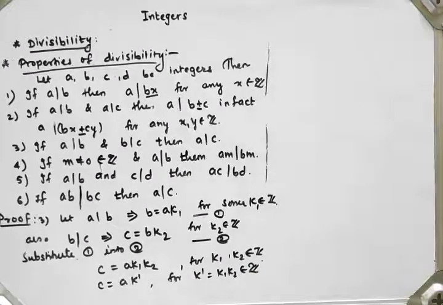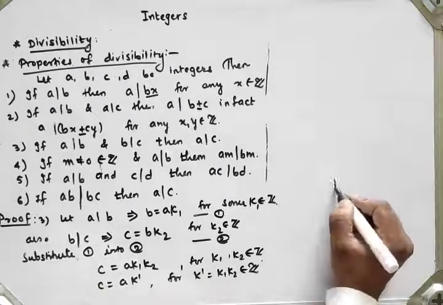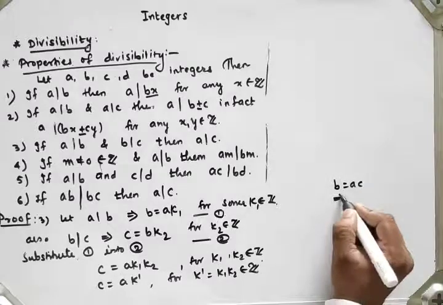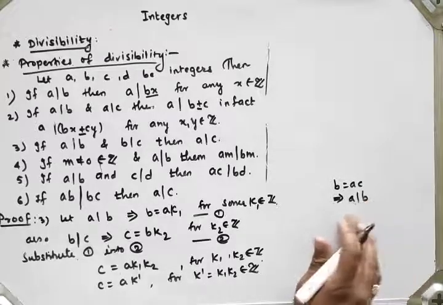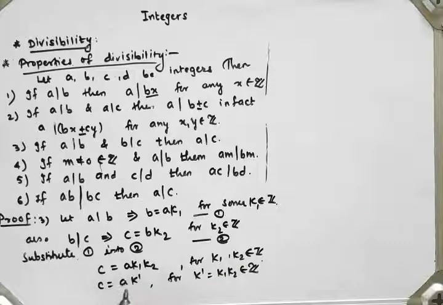Then by using the definition of divisibility, what will I get? c is equal to a into k dash means, if b is equal to a into k, then we say that a divides b. So here c is equal to a into k dash, then we say that a divides c. Hence the proof.